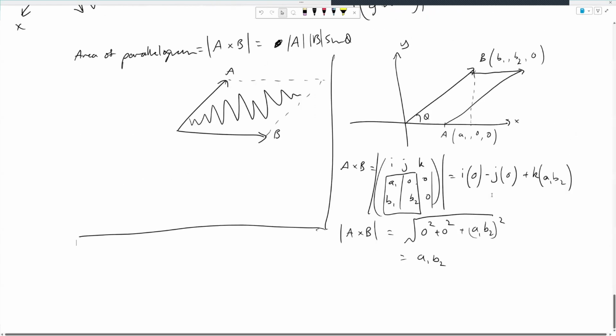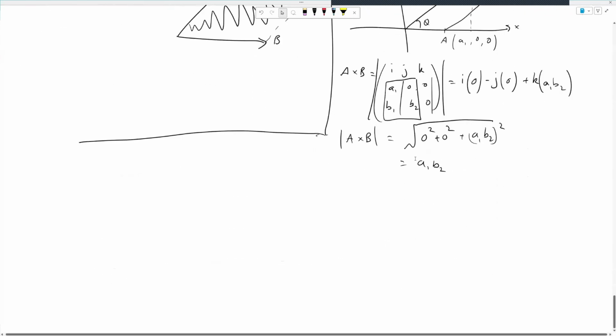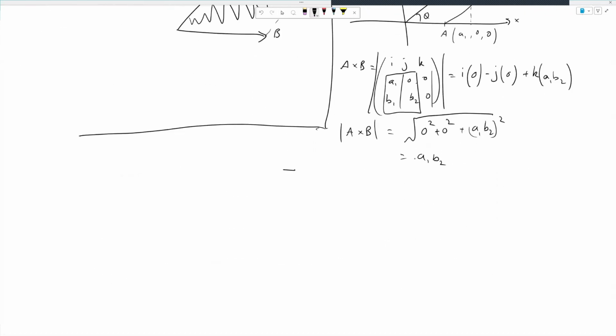Now, if we were to actually find the height of this parallelogram, let me just redraw this over here. Okay, so we know that this here is A1, 0, 0. So the length of A is therefore equal to A1. Okay, so this is A1.